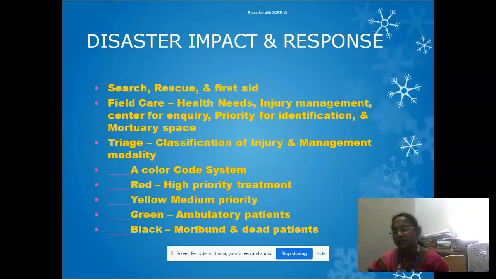What is the color code system? We must know the color code system. If it is red color, then it shows the high priority treatment. Yellow means medium priority. Green, ambulatory patients. Black, moribund and dead patients.